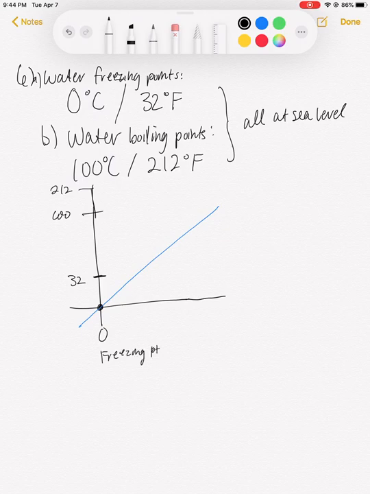So for Celsius, the freezing point is at 0, the boiling point is at 100. This line will go on forever like that. For Fahrenheit, the freezing point is at 32, the boiling point is all the way at 212. So that will go this way. Okay, so there are all ranges in between for temperatures.